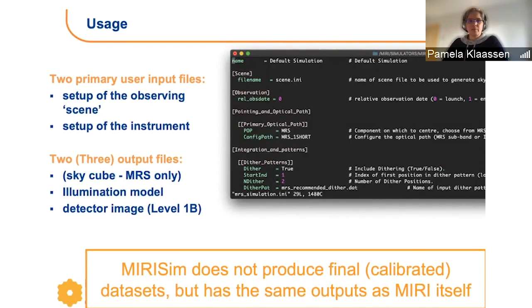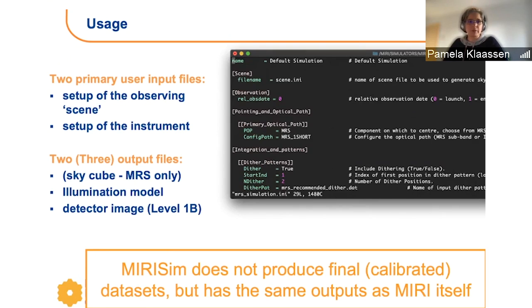The 2 primary input files that I've already talked about are setting up the observing scene and also setting up the instrument. The outputs of MIRISim, on the other hand, can either be 2 or 3 files. We have an illumination model, which is an internal MIRISim product, which basically gives you an idea of how the detectors are being illuminated. And the detector image is the final output of MIRISim. This has all of the exposures and integrations and cosmic rays and all of that taken into account. And that's what is referred to as level 1B data. So this is the data that's pipeline ready.